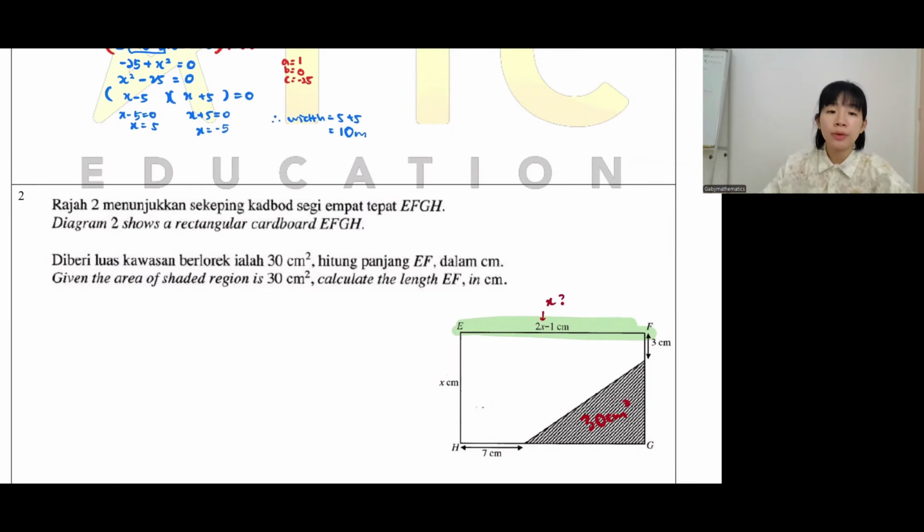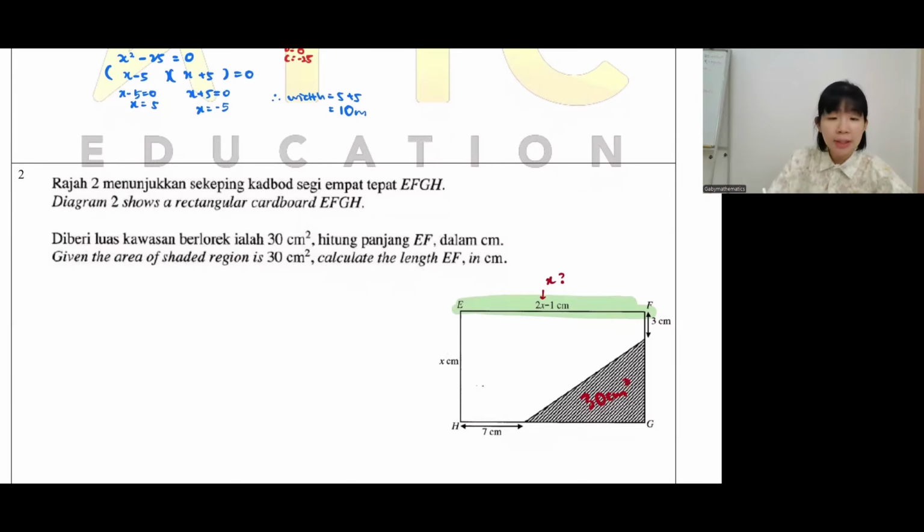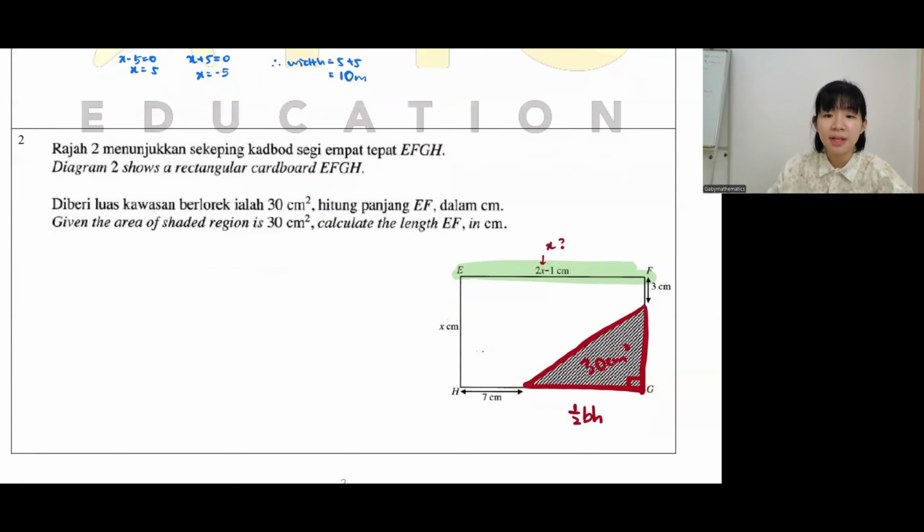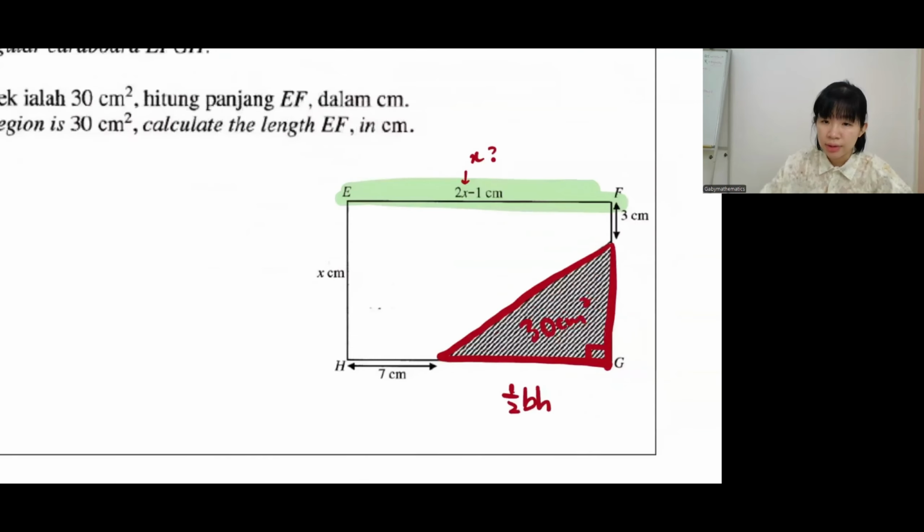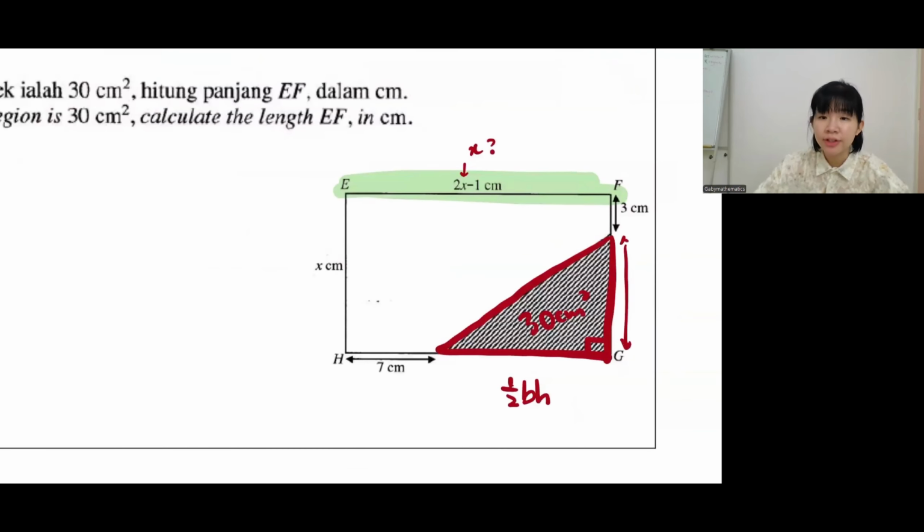Okay, so meaning we need to form an equation. So we need to form an equation something equals to 30, so the shaded area is 30. The shaded area is a triangle. So how do we find the area of a triangle? We always take 1/2 times base times height, correct? 1/2 times base times height equals to 30. Now, check first. What is the height of this triangle?